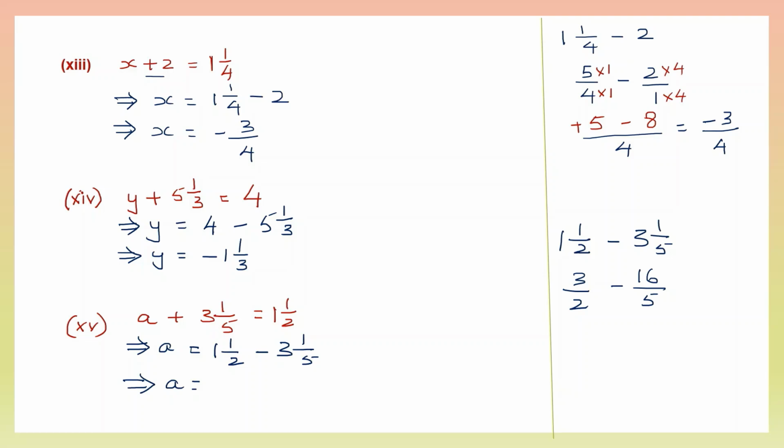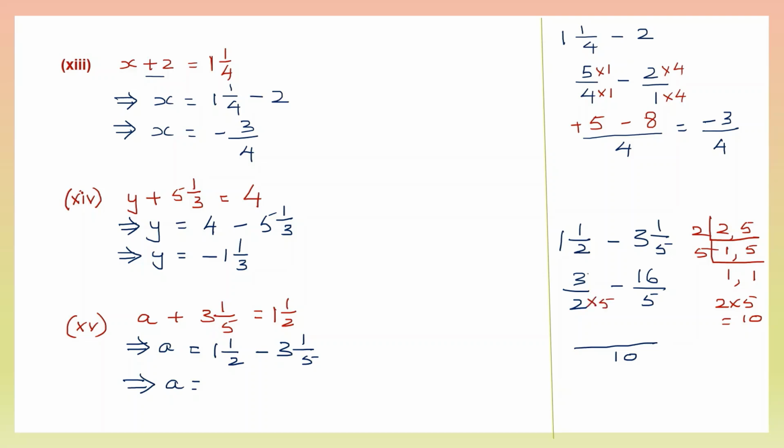Now we need to find the LCM of 2 and 5, the denominators. So let's find the LCM. 2 and 5. 2 1s are 2, 5, then 5, 1 and 1. So the LCM is 2 into 5, which is 10. So let's use 10 as the LCM here as the denominator. Now let's get our new numerators.